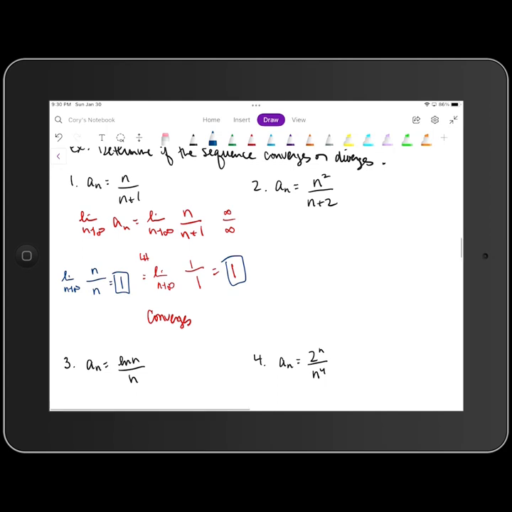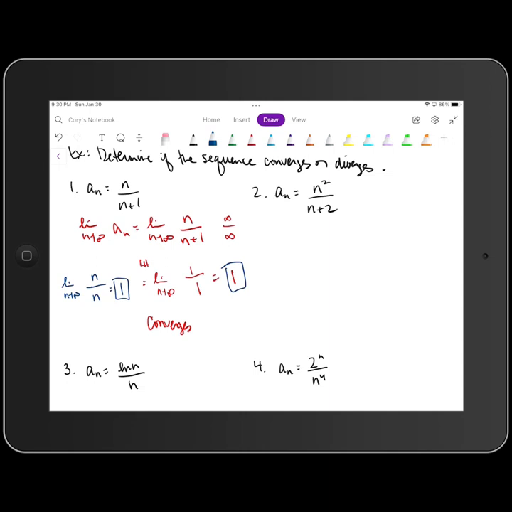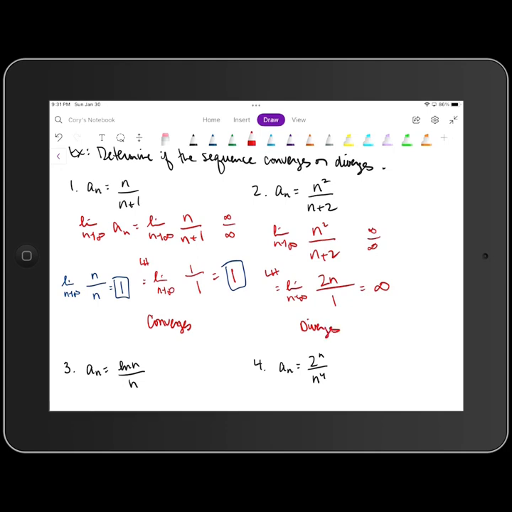Okay, so again, if we want to determine the convergence or divergence for number 2, we're going to take the limit as n goes to infinity of this formula, n squared over n plus 2. Again, I'm going to use L'Hopital's rule here because as n gets large, both the numerator and denominator go to infinity. So that's an indeterminate form, infinity over infinity, which means we can use L'Hopital's rule to evaluate. So when I do that, we get the limit as n goes to infinity of the derivative of the numerator, which is 2n, over the derivative of the denominator, which is 1. And as n gets big, that function 2n winds up going to infinity, which means that the sequence here diverges.